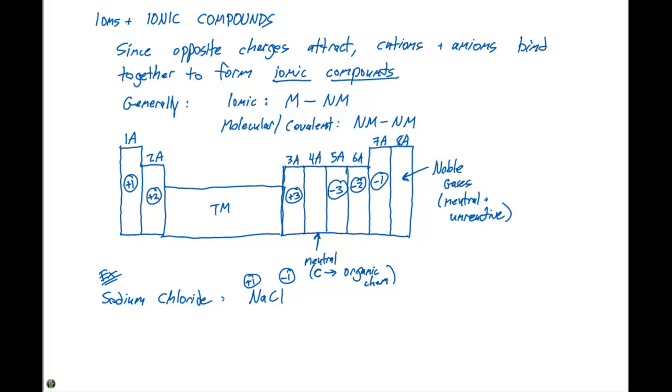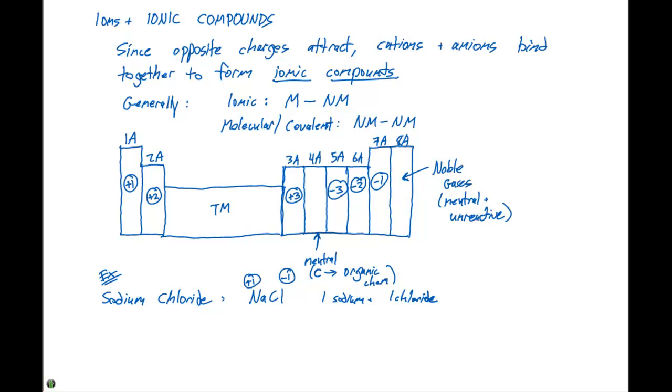So to balance out these charges, we need 1 sodium and 1 chloride. So 1 sodium cation and 1 chloride anion. This is a fairly straightforward case. I think everybody's seen the symbol NaCl before.